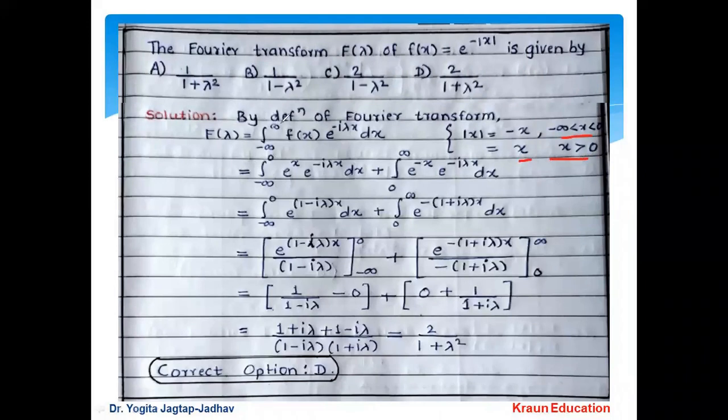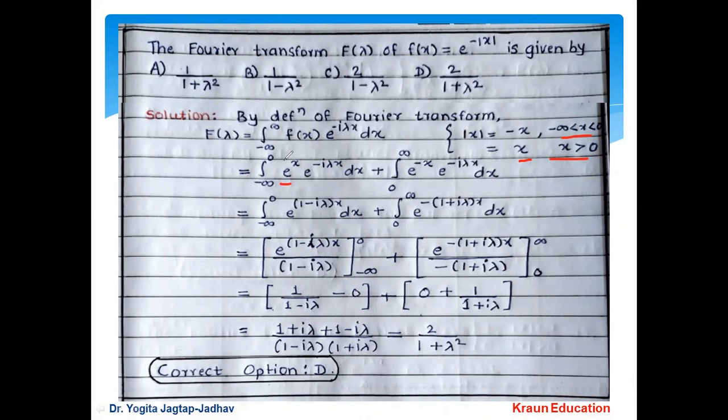Therefore, this range of integration can be split up into 2 integral parts, that is minus infinity to 0 and then from 0 to infinity. For minus infinity to 0, the value of e raised to mod x becomes e raised to minus x. Therefore, you can see here the f of x is e raised to minus mod x, so it becomes e raised to plus x. This kernel is as it is, e raised to minus I lambda x into dx. Plus, for the positive part, this mod x becomes plus x, and therefore having the negative sign out, we have e raised to minus x, e raised to minus I lambda x dx.